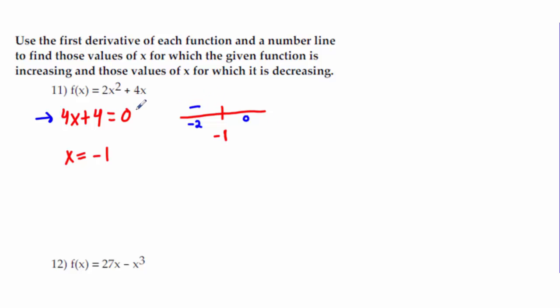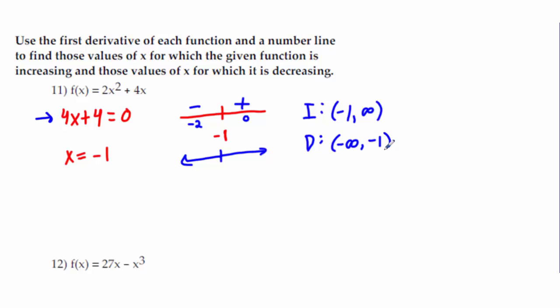I get a negative. If I plug 0 in, I get a positive. These should alternate, so that's a good sign that we got two different things. Then we're going to write our answer. It's increasing where it's positive, decreasing where it's negative. So it's increasing from -1 to infinity because it's increasing from here to the right, and what's at the very right is infinity. It's decreasing the other direction, so from -infinity to -1.